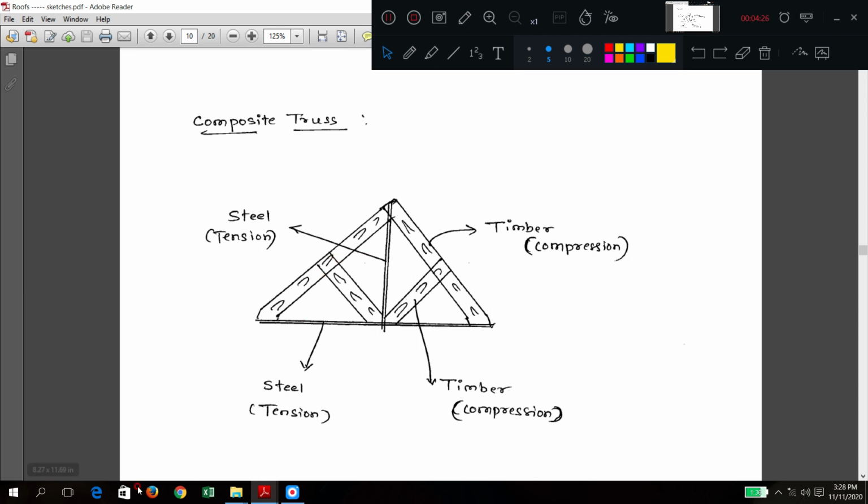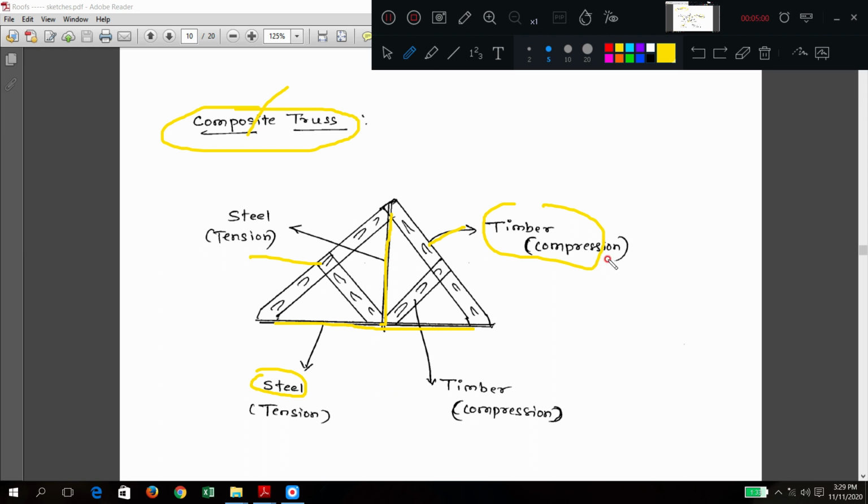If you have any doubts you can always ask in the live class, or you can message me. Next is composite. What do you mean by composite? When two or more types of materials are used, we can call it composite. Here the hatched part shows it is timber. You can easily understand, this is timber, but the very thin lines at the center and at the bottom are steel.